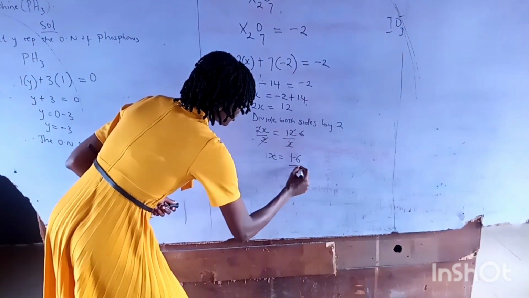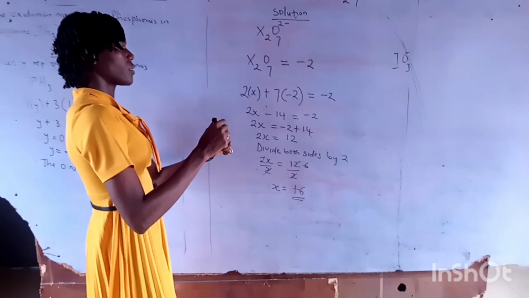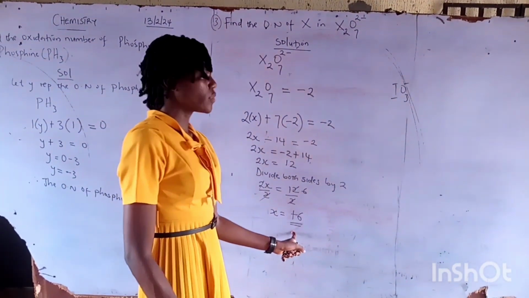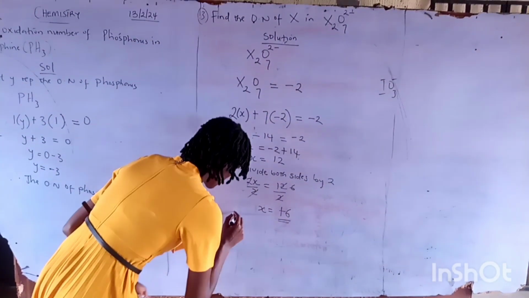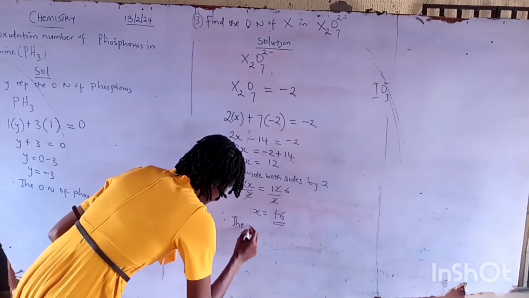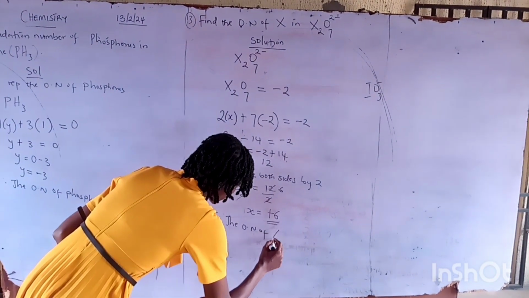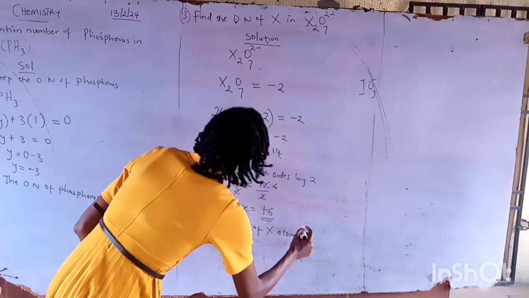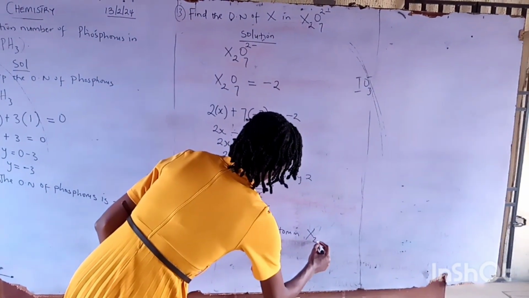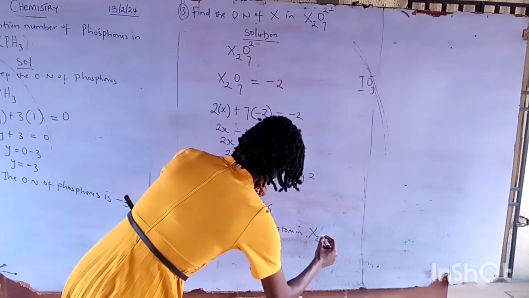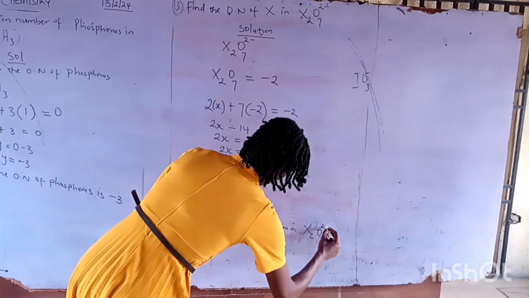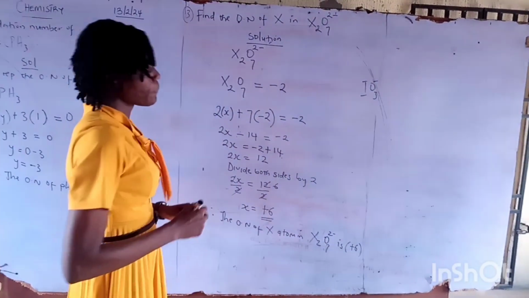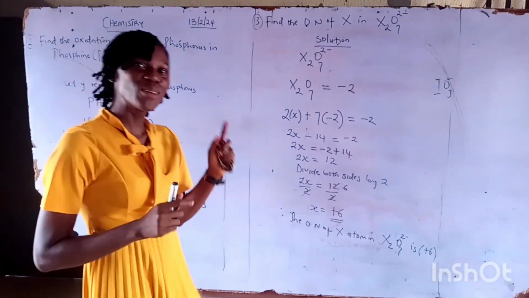Plus 6. Please ensure you put the charge, either cation or anion. Positively charged is cation, negatively charged is anion. Okay, so the oxidation number of the x atom in X2O7 2 minus is plus 6. We're going to stop here, but I'm going to give you a question to try out.